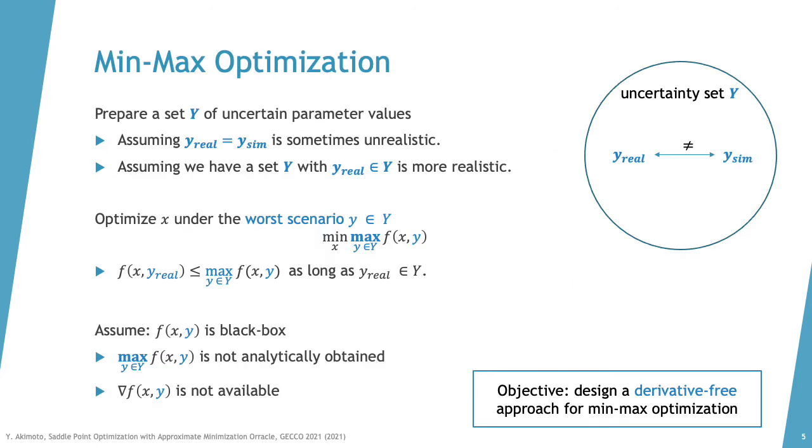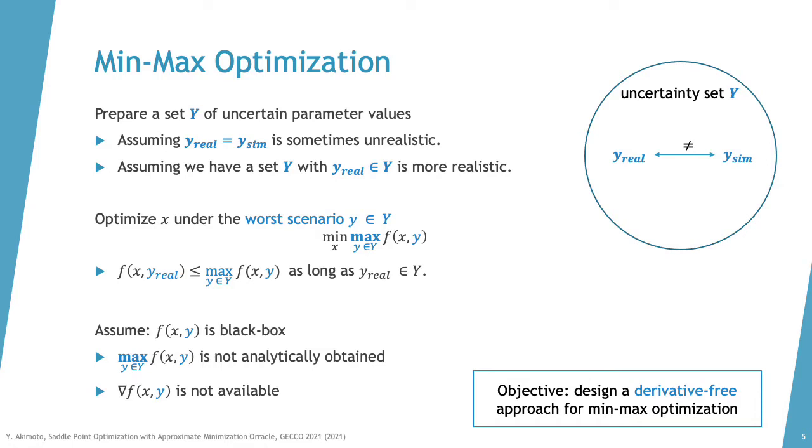One way to find a solution robust under the uncertainty is to formulate the problem as a minimax optimization problem. In a minimax optimization problem, instead of estimating y real by a single point y sim, we estimate the set capital Y of uncertain parameter values, including y real. Such an assumption is more realistic than assuming the accurate estimate, meaning that y real equals y sim.